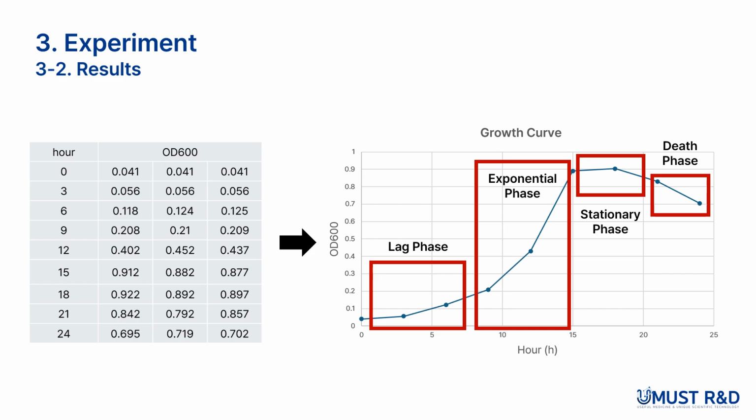In summary, today we explored the bacterial growth curve, its four distinct phases, and how OD600 measurement is used to quantify microbial growth. Thank you for your attention.